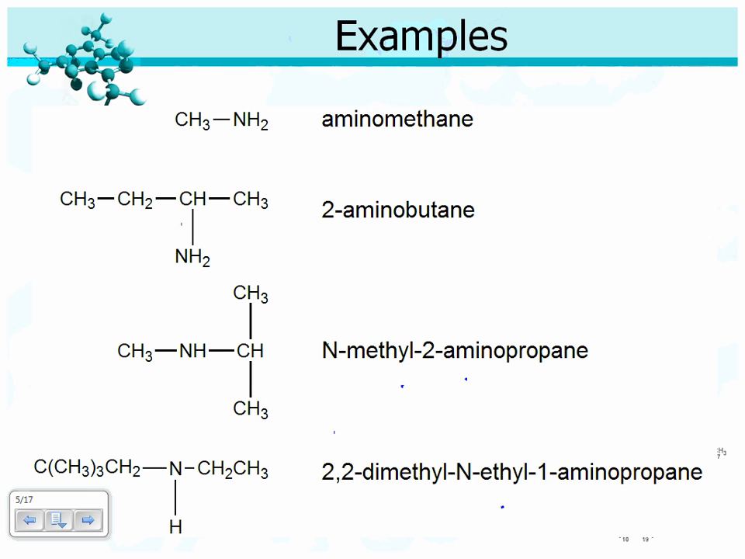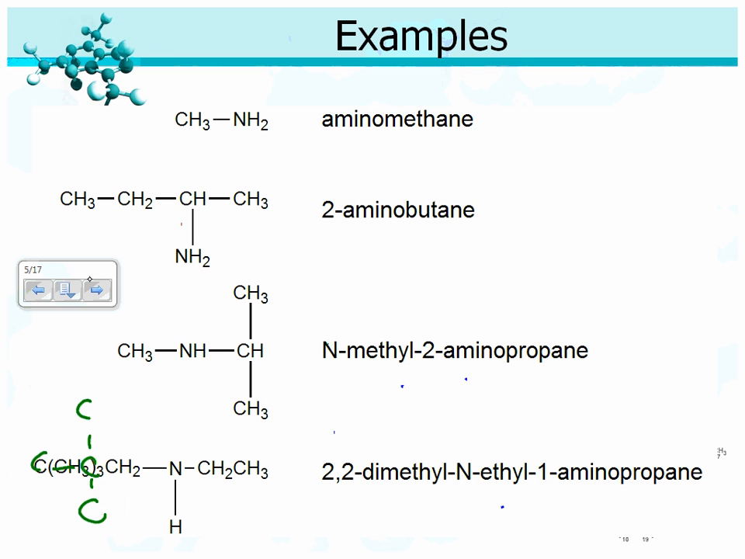I'm missing something here. Oh, it's because of the branches. I'm sorry. So we actually have a carbon here with 3 carbons off there. It's not just a straight chain. So when we look at this, this is actually a 3-carbon chain with 2 methyl groups on it. That's how I got my 2,2-dimethyl. And then on the other side of my nitrogen was an ethyl group. So that's how I got that.